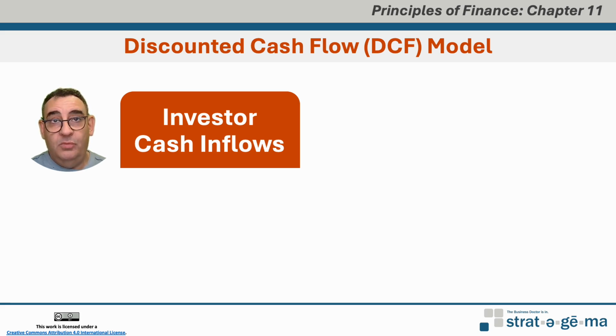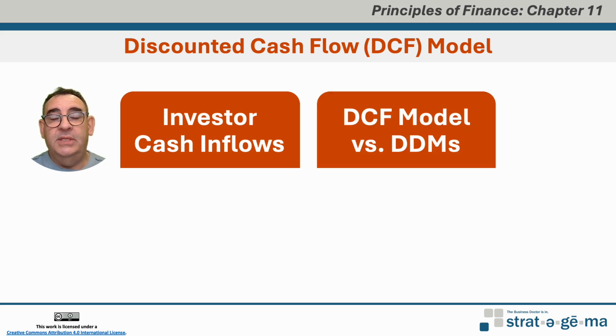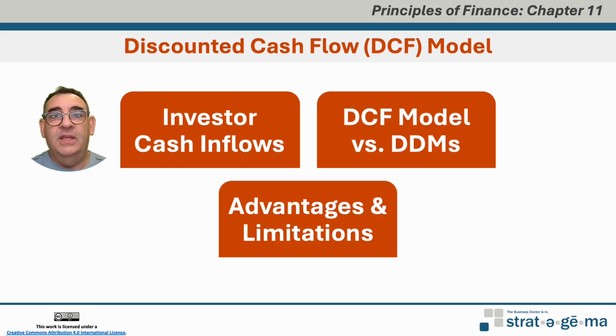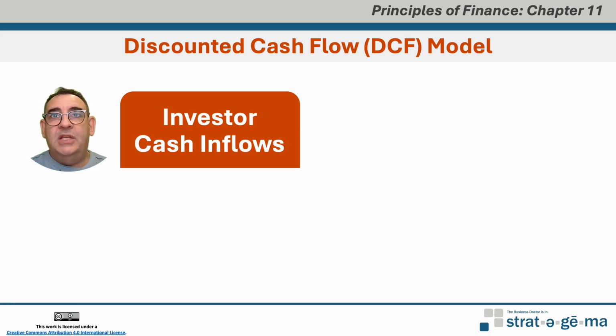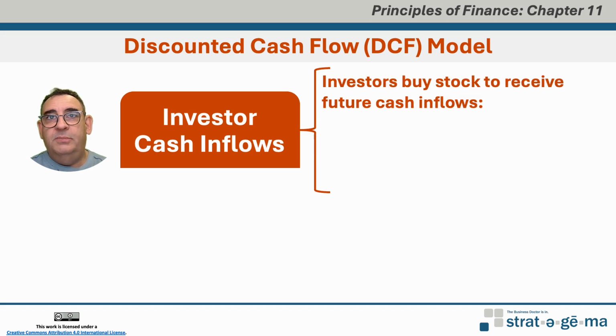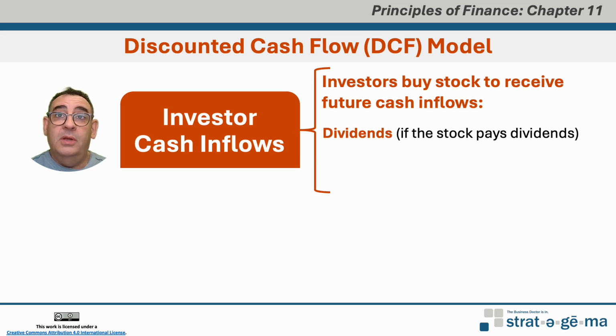Here we'll look at what investor cash flows means. We'll compare DCF models versus the DDM model, and again, some advantages and limitations of this type of model. So when it comes to investor cash flows, remember that investors buy stocks to receive future cash flows. Plain and simple. When they buy stocks, they're typically looking for dividends, if the stock pays dividends. Not all stocks pay dividends. Lots do. And there are some people that won't even look at a stock unless it pays a dividend. It basically pays you to own it.